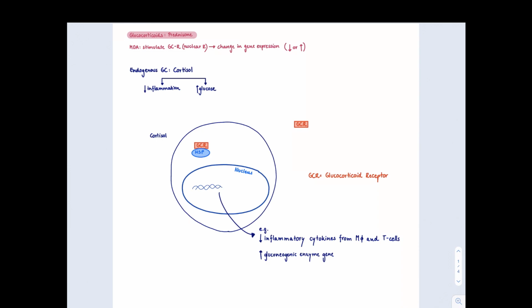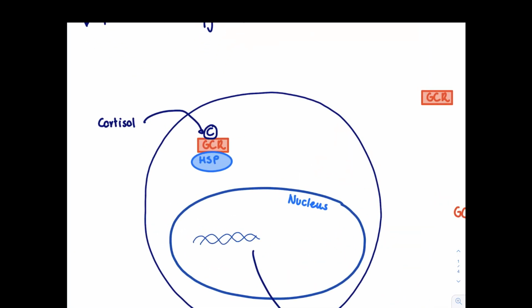The glucocorticoid receptor is actually not immediately found in the nucleus. It hangs around in the cytosol and is bound to heat shock proteins. So once cortisol binds to the glucocorticoid receptor, then the heat shock proteins actually diffuse away. Then we have this glucocorticoid receptor bound to cortisol. And this then moves into the nucleus and binds to DNA.